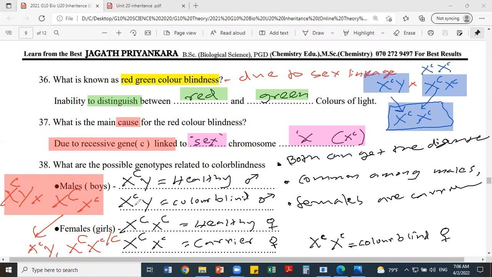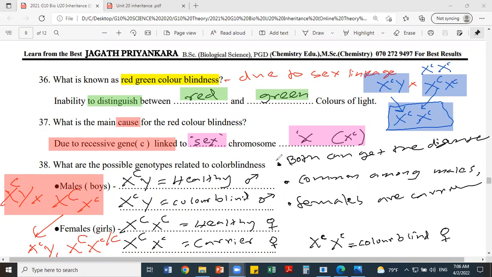Because of the father, the girls will not get the disease, but boys can definitely get it if the mother is giving simple c, because this gene is not linked with the Y chromosome. I think you understood this, right? By understanding this, you can't just write a paragraph for this and memorize.